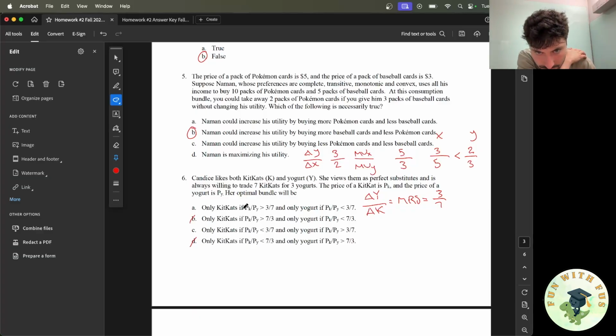And probably what I would do from here is I would just write, this is the MRT, and it might help us explain what we're looking at. And this is our MRS. So whenever we see 3/7, just think that's our MRS.